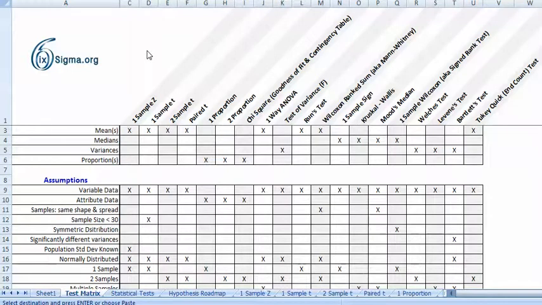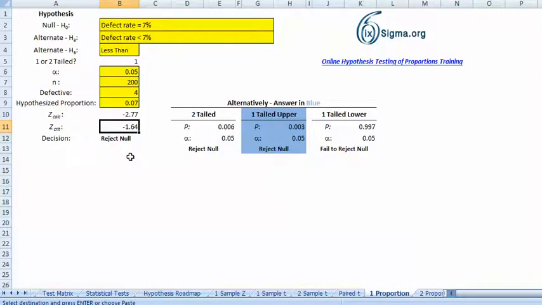In this video, I want to talk about proportion tests, and specifically the 1 and 2 proportion test. Now you'll notice that we are testing proportions in each of these tests. In fact, we're using attribute data. On the 1 proportion test, we're testing 1 sample, and in the 2 proportion test, 2 samples. So let's have a look at the 1 proportion test.